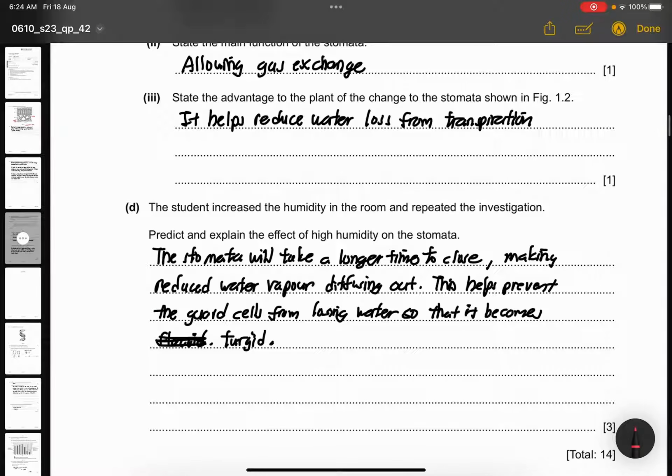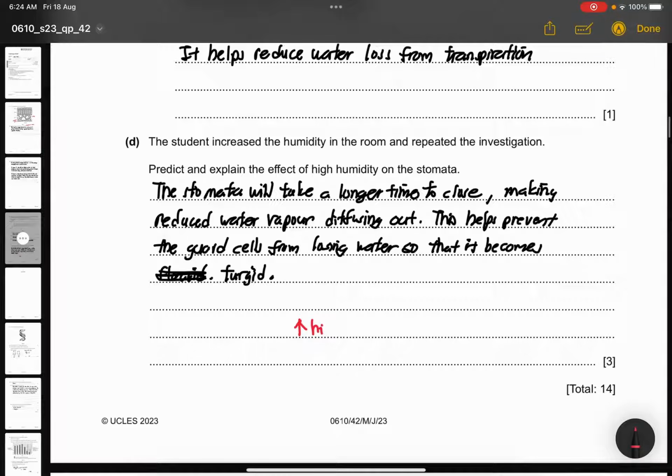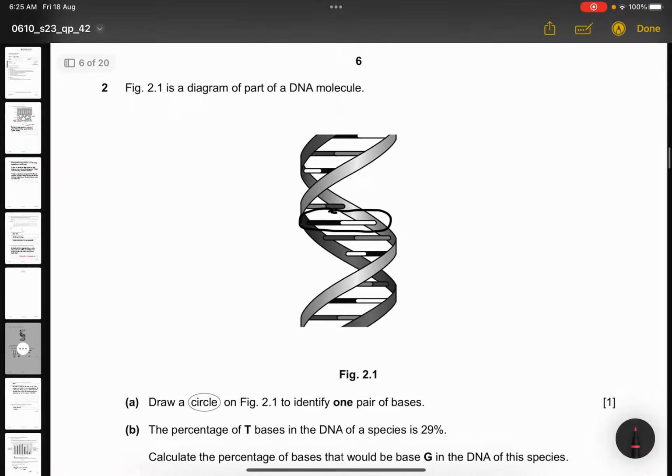Part D. The student increased the humidity in the room and repeated the investigation. Predict and explain the effect of high humidity on the stomata. When there's high humidity, there will be a lower transpiration rate. So the stomata will take a longer time to close, so less water vapor diffuses out. This helps prevent the guard cells from losing water so that they remain turgid. That's 3 marks.